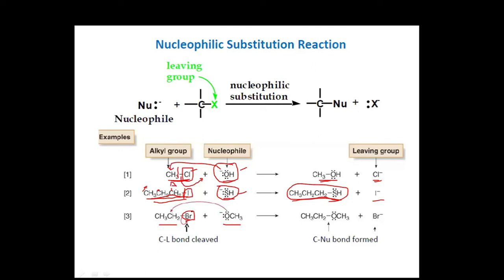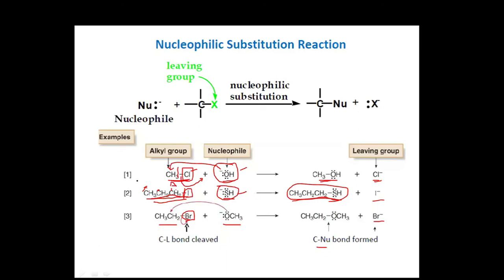The methoxide attacks the carbon which is carrying the leaving group. Simultaneously, the C-Br bond cleaves, and you will get CH3CH2OCH3, and along with that the Br minus, so the leaving group leaves out. The old bond between the carbon and the leaving group is cleaved, and a new bond is formed between the carbon and the oxygen. That is, carbon-nucleophile bond formation and carbon-leaving group bond breakage.